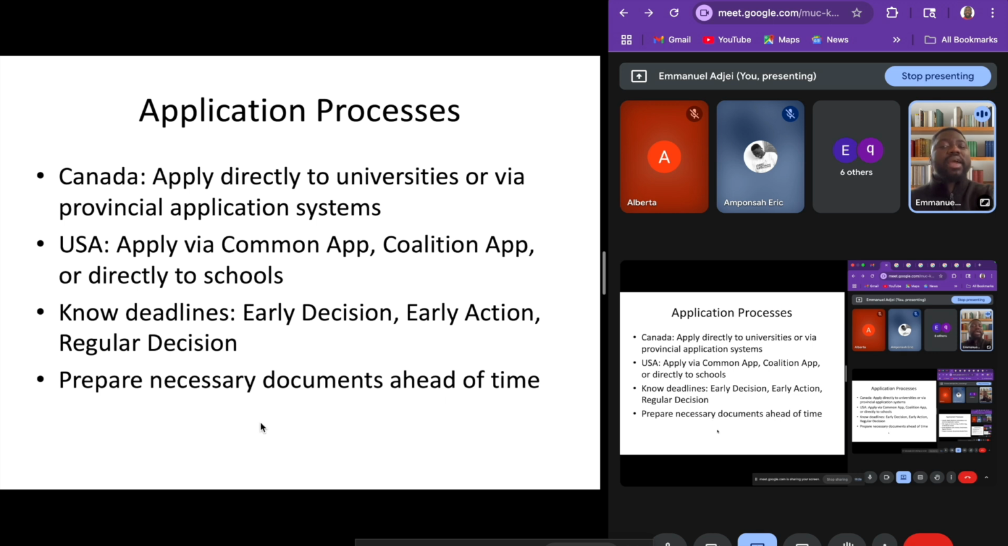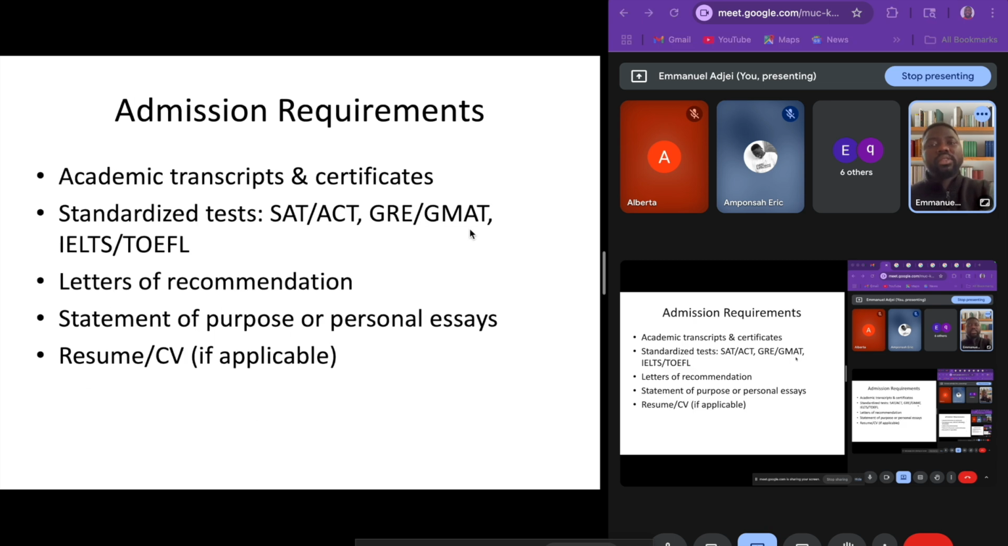Next, you need to prepare your necessary documents. What are the documents needed to apply to universities in the US? For this, we need to look at the level you are applying for. If you're applying for bachelor's, your application documents are going to be different from somebody applying for a master's degree, and different from somebody applying for a PhD program. So we'll look into that as well for the documents needed. Admission requirements, very simple. Let's go through this.